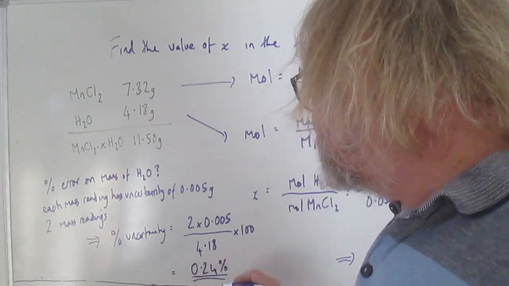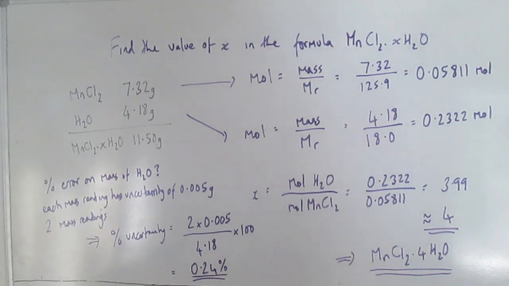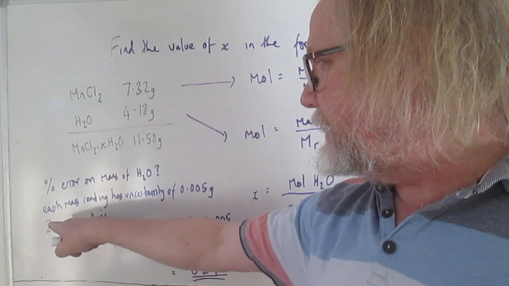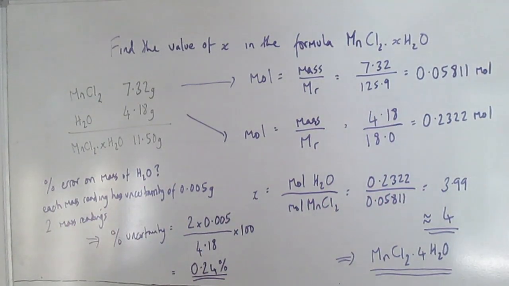Okay, so that's a good example to test whether you've picked up that idea: if a number you determine depends on more than one reading, you've got to add up the individual uncertainties when you calculate the percentage uncertainty like that.